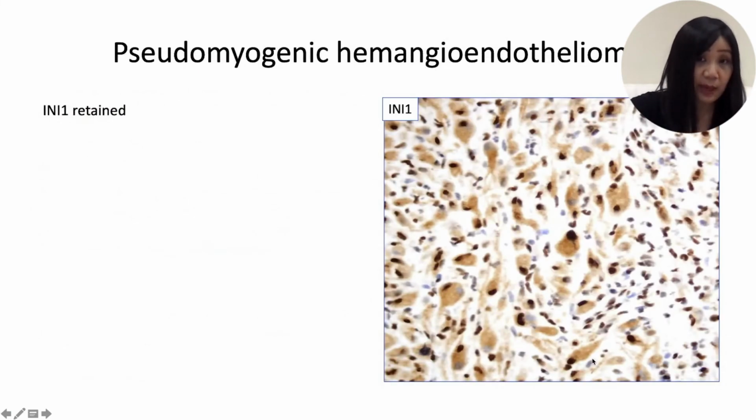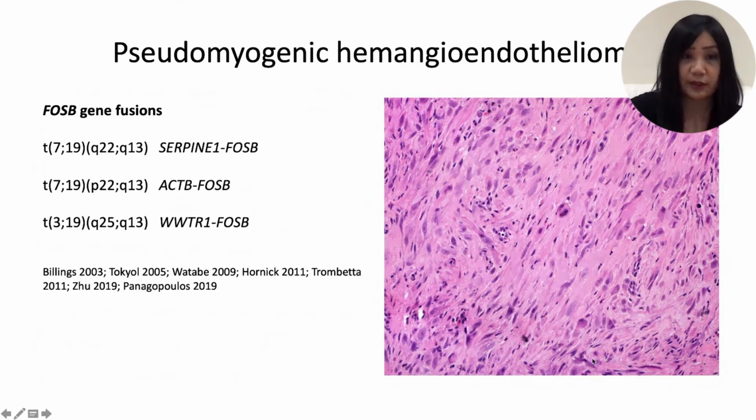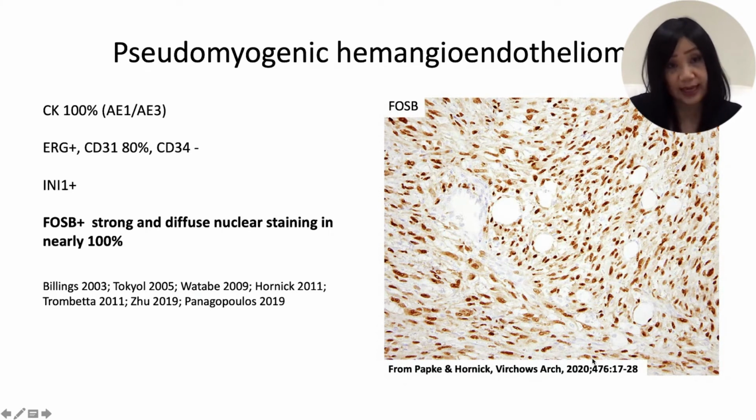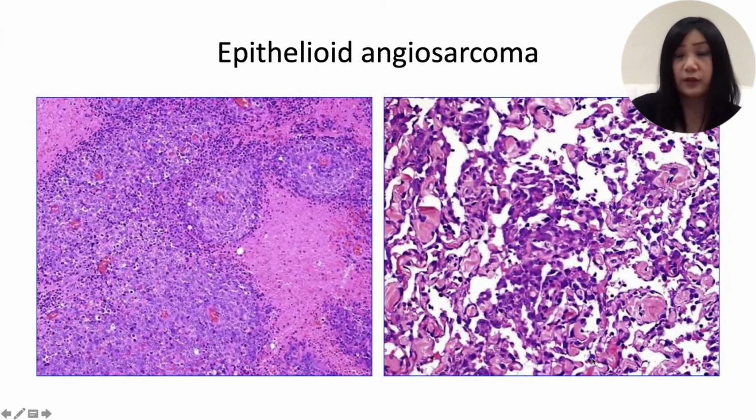INI1 is retained, as we mentioned. And genetically, pseudomyogenic hemangioendothelioma is associated with a variety of fusions in which FOSB pairs with a variety of partners, including SERPINE1 and WWTR1. FOSB immuno is useful in this particular context. Diffuse and strong nuclear expression is seen in nearly 100% and is not seen in its morphologic mimics. Again, if you have this marker, I've never used this.